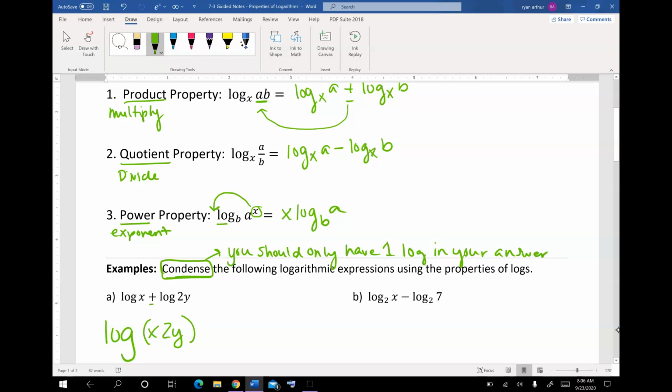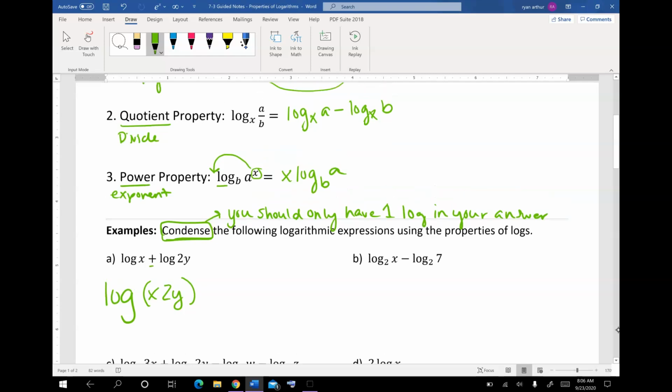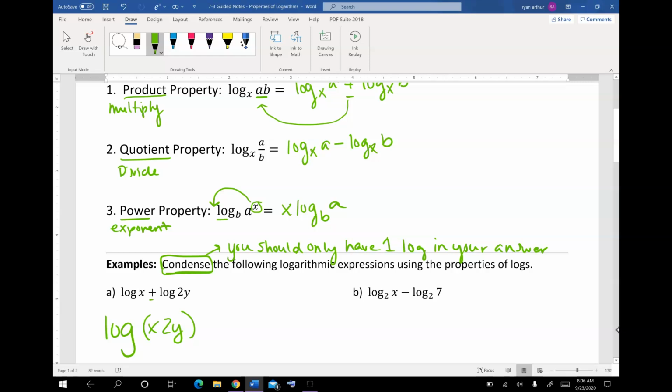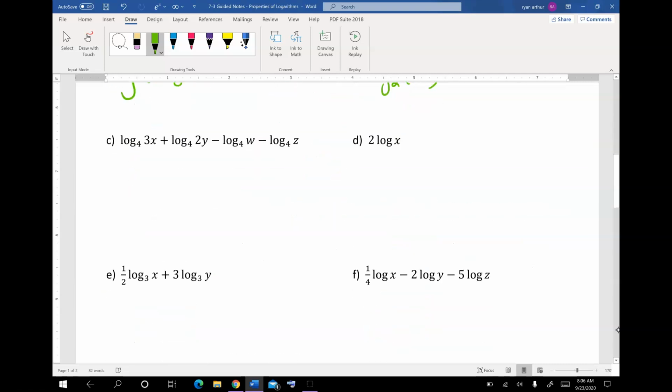Next one, B. I want to condense. This is subtraction. Condensing means I'm only going to have one log. So I'm going to go ahead and write that log with its base. And when you subtract, subtraction goes to division. The first log is the numerator, the second log is the denominator. So this would be x divided by 7. All right, let's keep going.